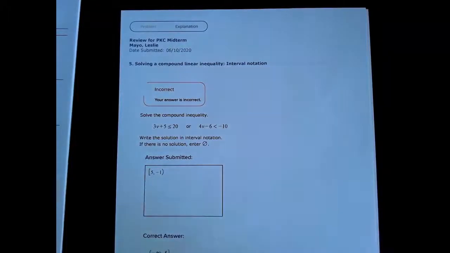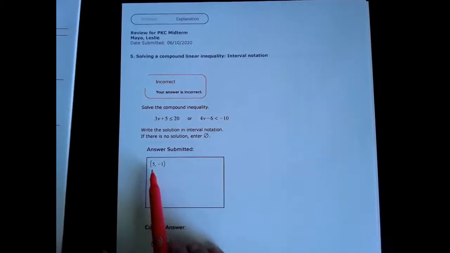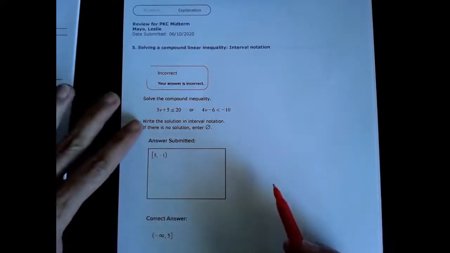Okay, Leslie, I wanted to work through these couple of problems because the answer that you submitted, you're saying that it goes from 5 and it stops at -1, but the correct answer was negative infinity to 5, it stops at 5. So I wanted to work this one. I'm going to take this apart.